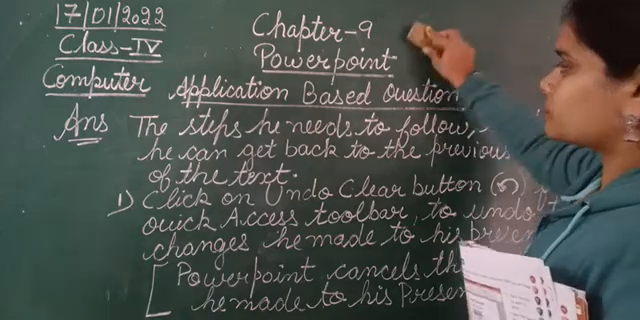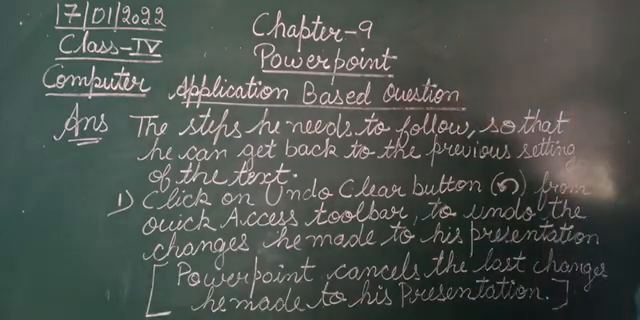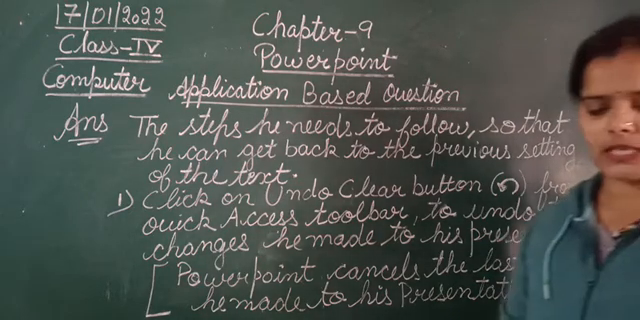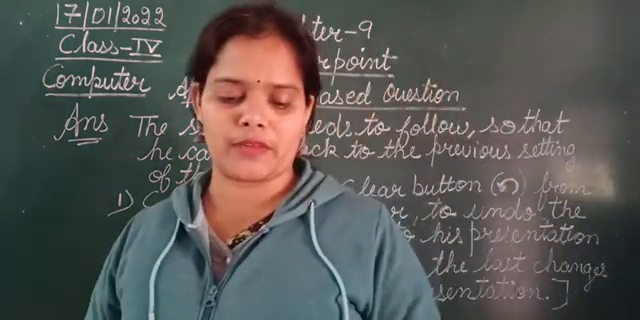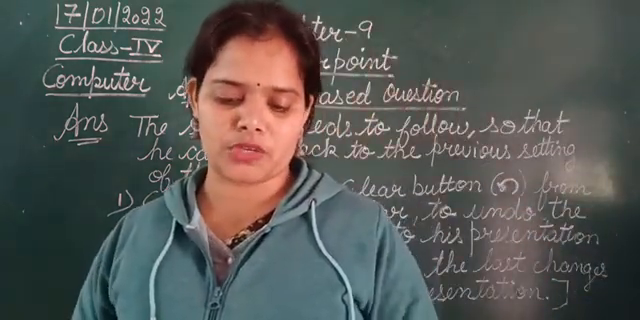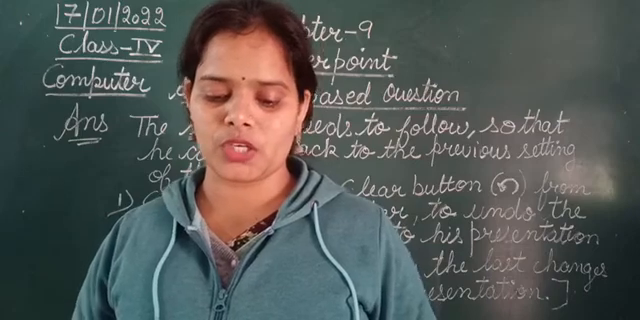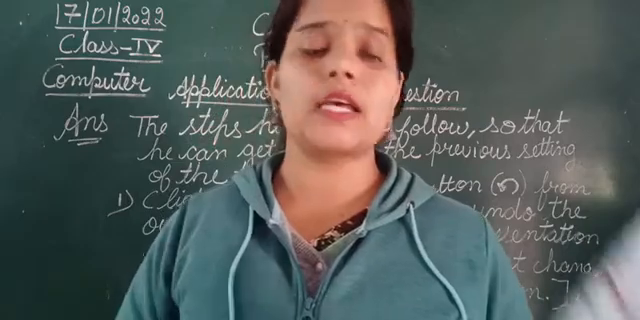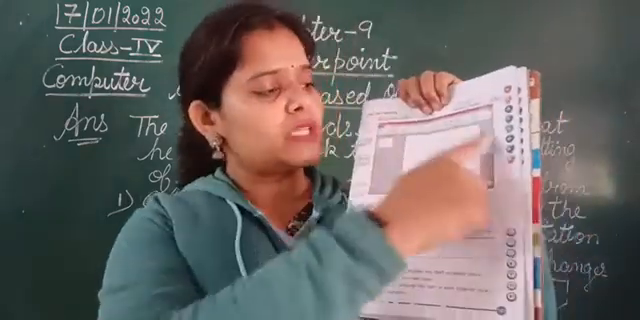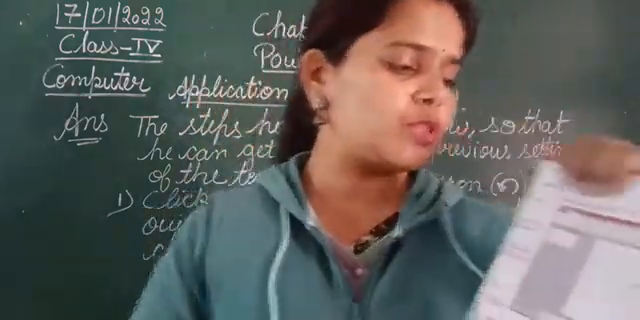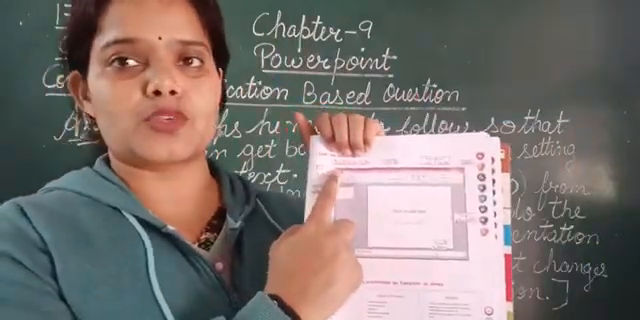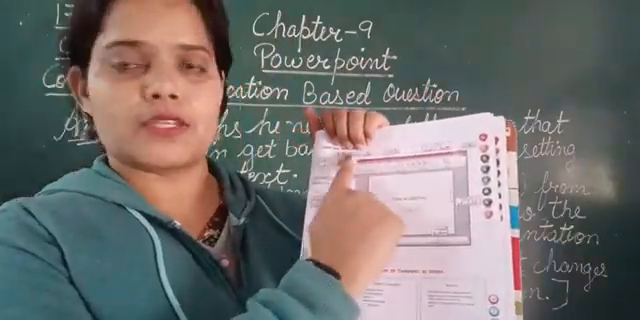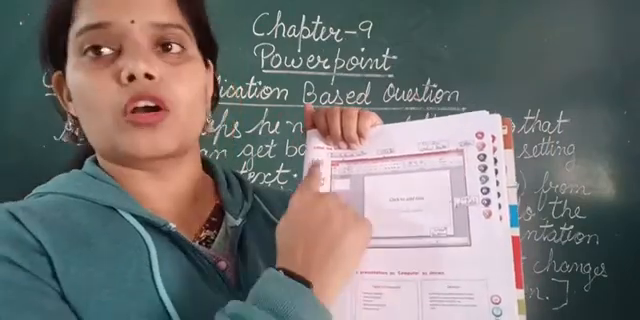Okay, so this is the application based question from chapter number 9. You can pause the video and note it down in your notes. After this application based question, we are left with only the window screen, in which you have to label the things that have already been given there. So just label all these. I'm going to start from the quick access toolbar, and after that I'll move clockwise.